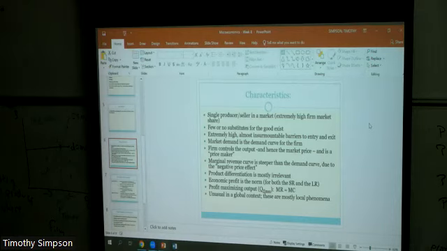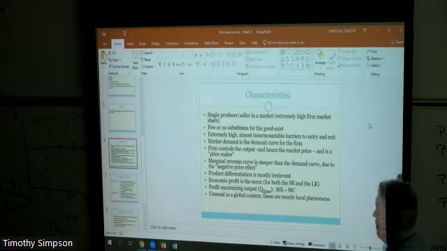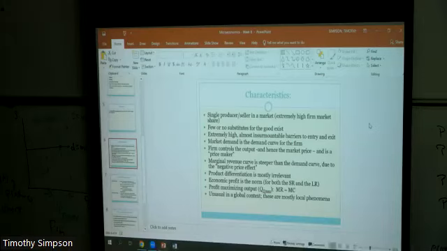Let's talk about some of the characteristics. Number one, it sort of goes back to the definition of single producer or seller. It's an extremely high firm market share, around 90%, something like that. And that might sound like, well, it's not 100%, so it's not a monopoly.